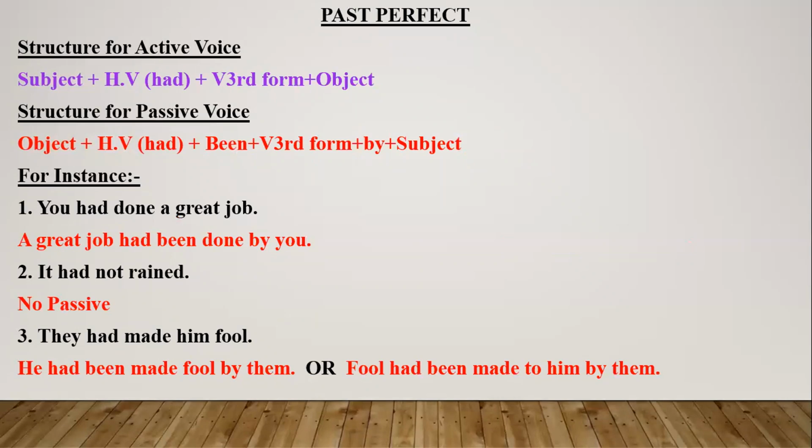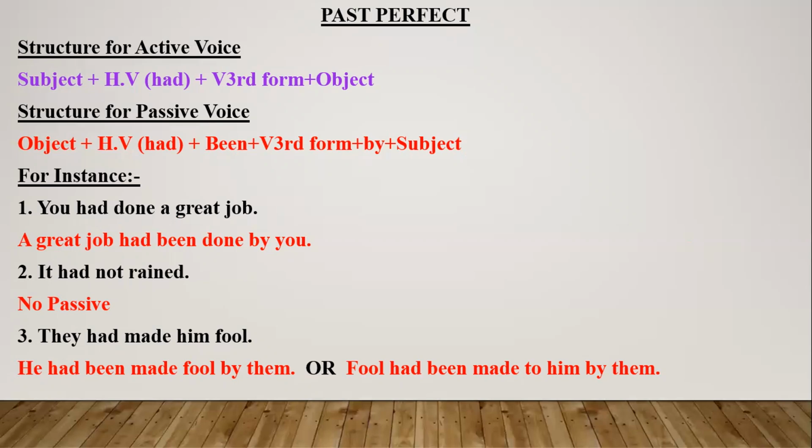For instance, number one: You had done a great job. Your object is a great job. A great job had been done by you. So a great job is your object and had is your helping verb. We have put been over there, the third form done, and by you. Number two: It had not rained. Here, rained is an intransitive verb, and it has no object. Obviously, since it has no object, we cannot make a passive. That's why I have written no passive. So please remember, we need a transitive verb to make a passive.